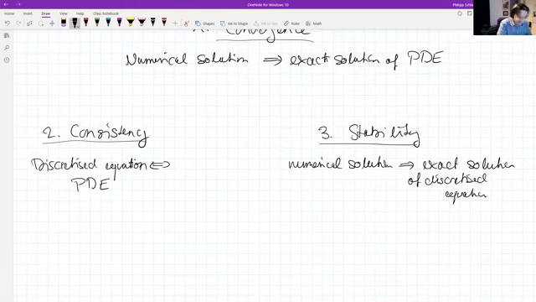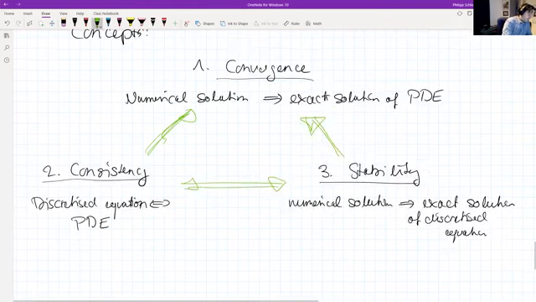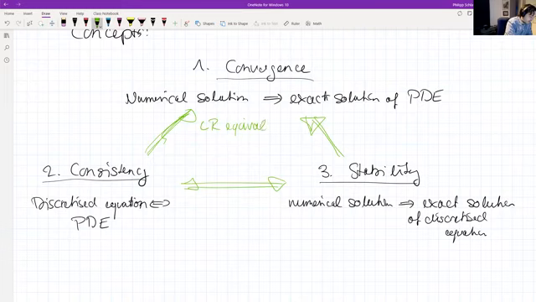And now the idea is that if I can show consistency and stability, then I know that my scheme is actually convergent. And the step to go from consistency and stability to convergence is called the LR equivalence theorem, which I will talk very briefly about in the beginning of the next hour.